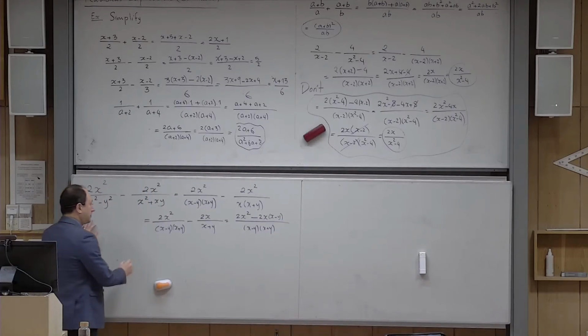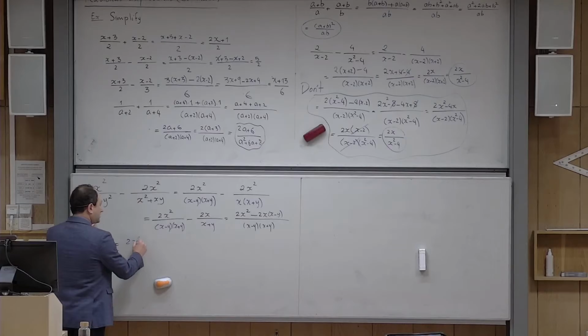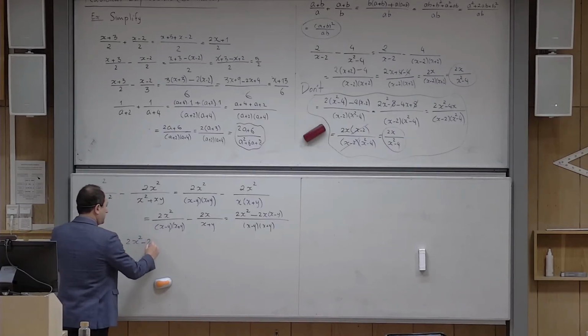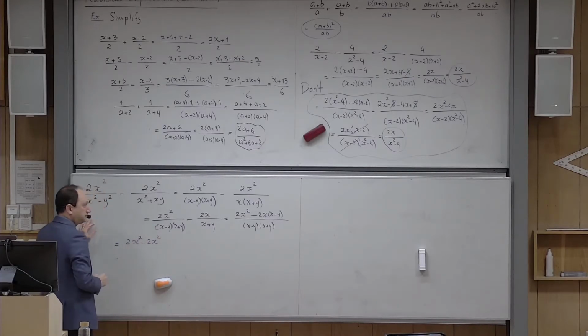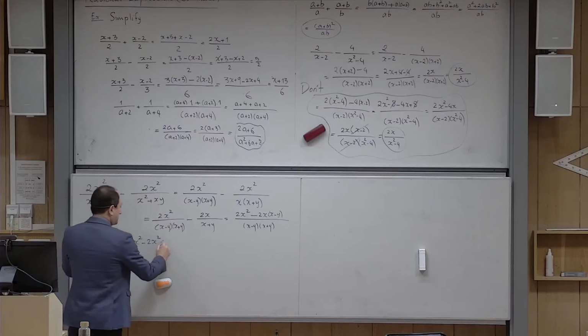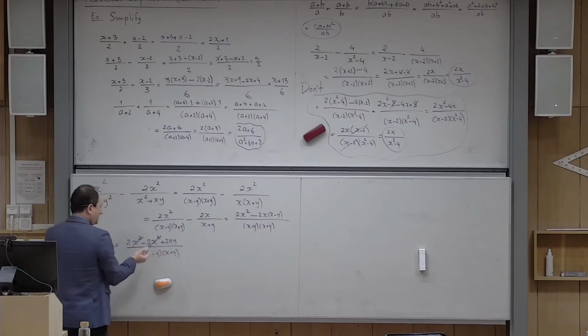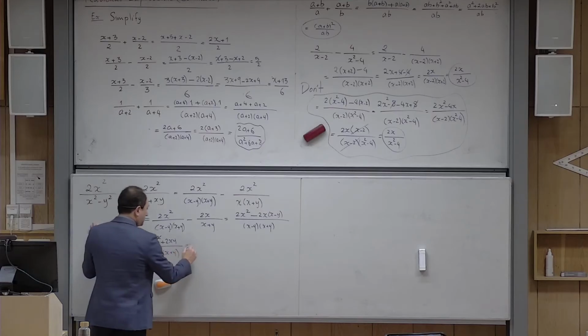And let me simplify this now. So this becomes 2x squared. I multiply this, it becomes minus 2x squared, and then plus 2xy, and then divided by x minus y, x plus y. This one and that one are gone, so what is left is 2xy.